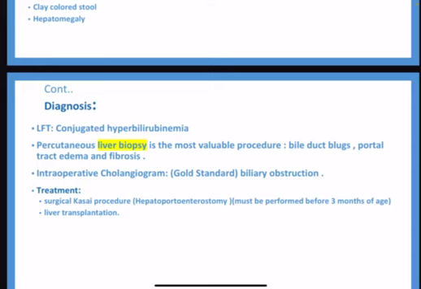HIDA scan is a suggestive cause, but the gold standard is intraoperatively. So intraoperatively is where we do the gold standard. We call it intraoperative cholangiogram.